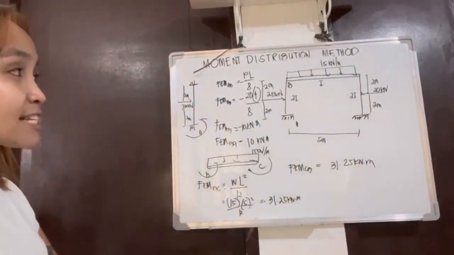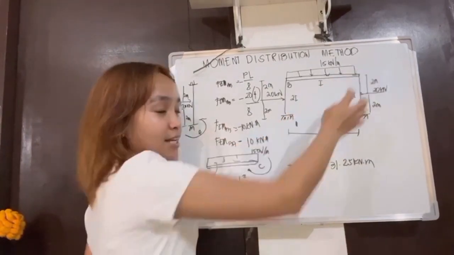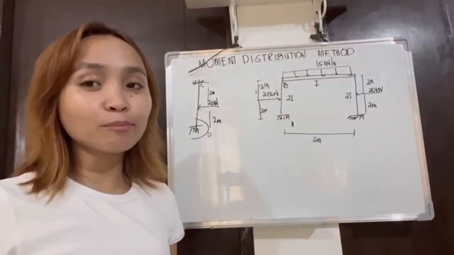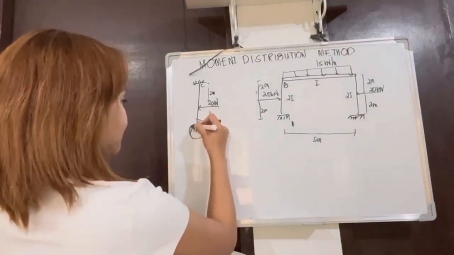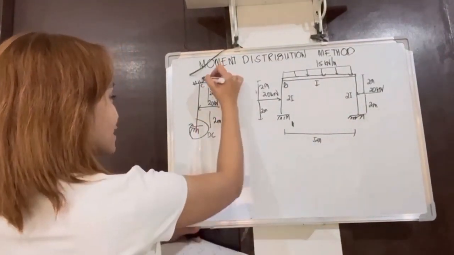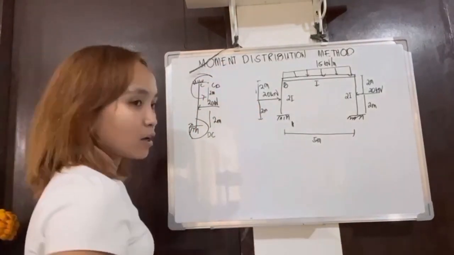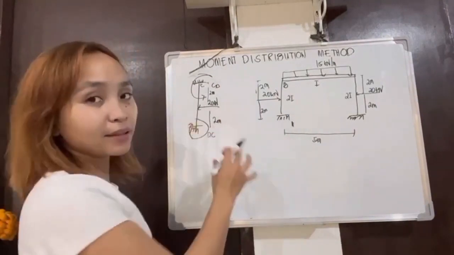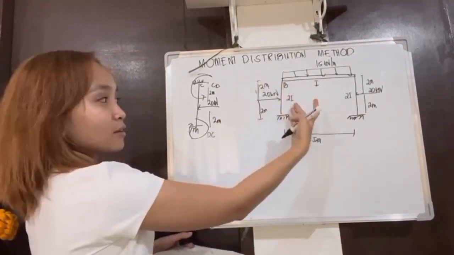Next are the members at joint C. We get the fixed end moment of DC and of CD. Since it is symmetrical, we use the same formula as the previous member.